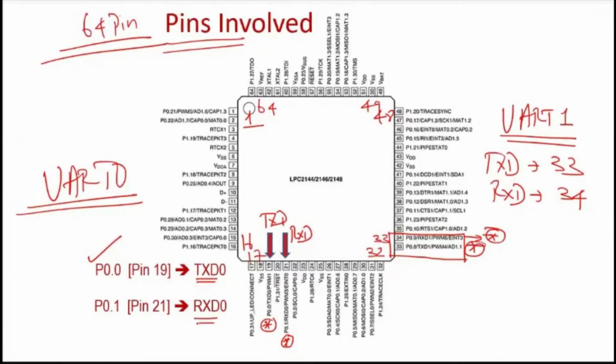The receive data of LPC2148 UART 0 is port 0.1. Pin number 19, but port 0.0. Pin number 21, port 0.1. So it is 0th pin of port 0, first pin of port 0. For UART 1, the transmit data or TXT is essentially port 0.8. The receive data is port 0.9.